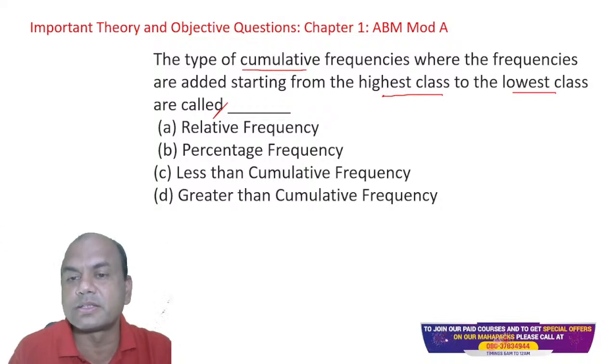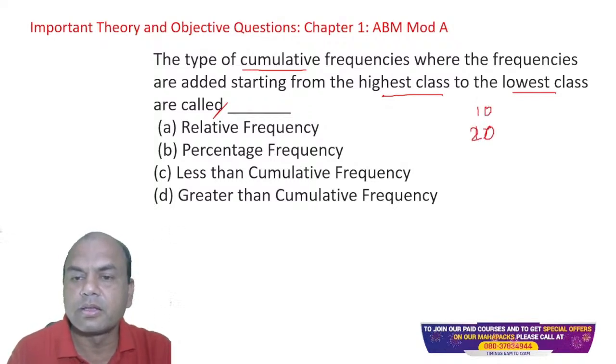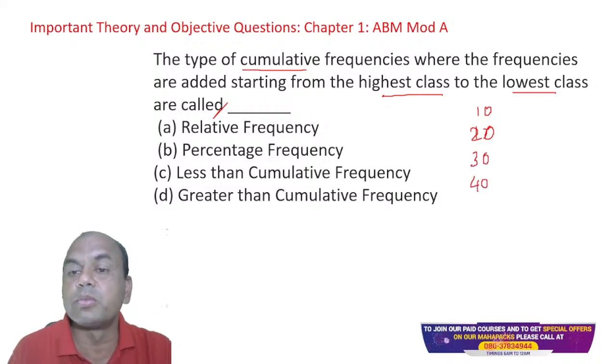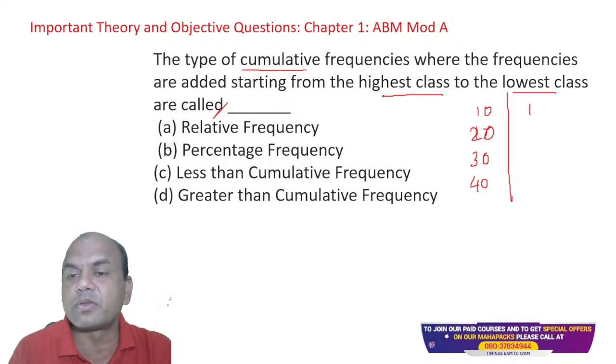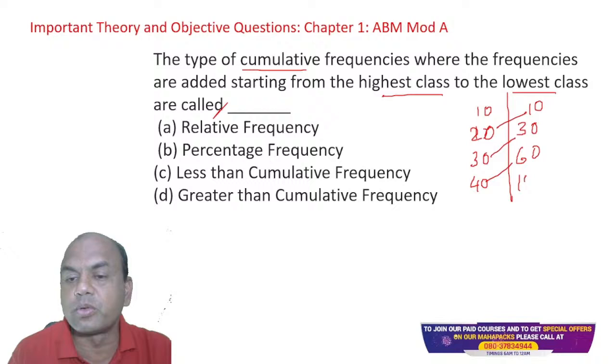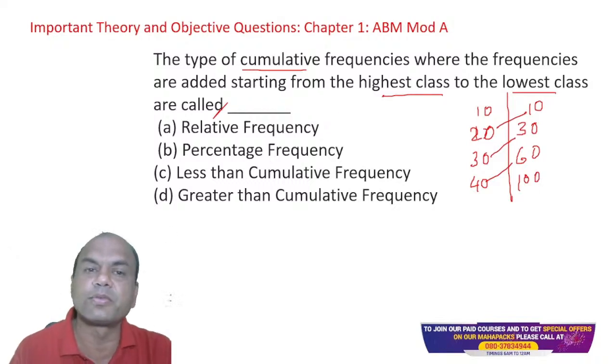Suppose if I write it like this, let's say 10, then 20, then 30, 40, and I go on writing. And now what is the cumulative figure? Cumulative means addition of all these before this number. So accumulation of 10 is 10 only. Accumulation of 20 over here is 20 plus 10, 30. Accumulation of this is 30 plus 30, 60. 60 plus 40, 100. So cumulative means addition of all these numbers before. So this is cumulative.